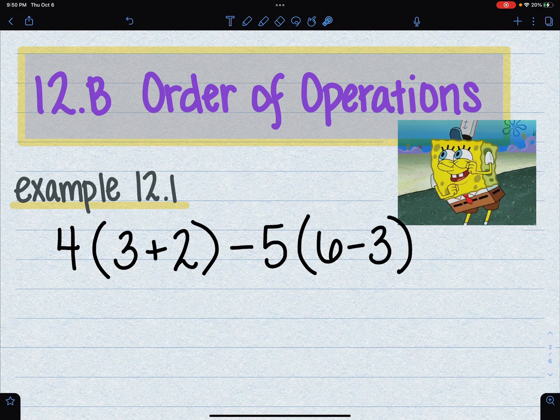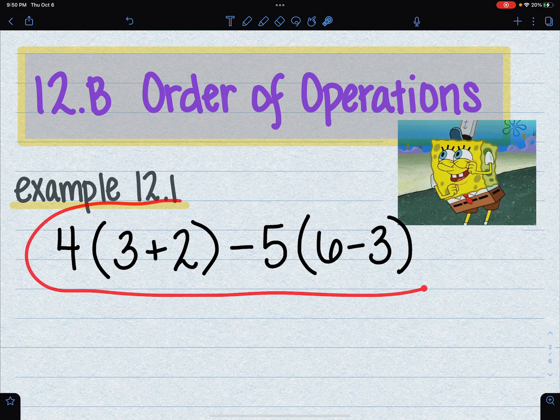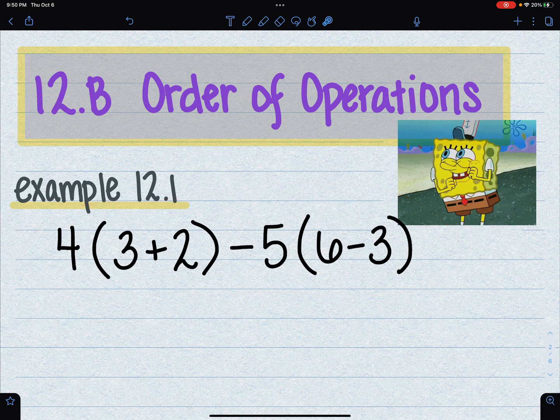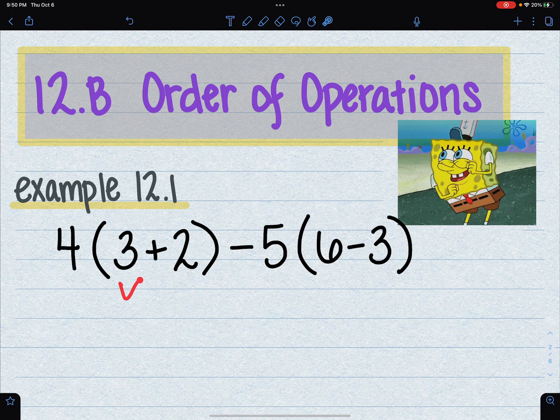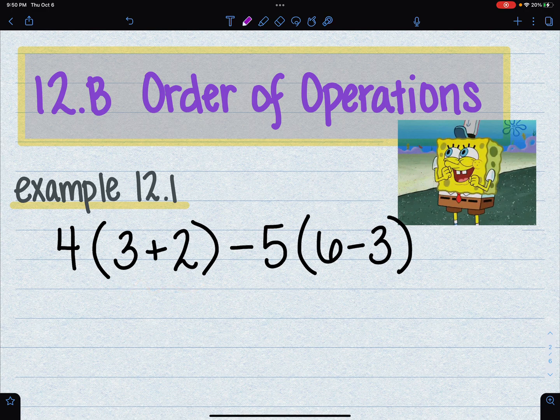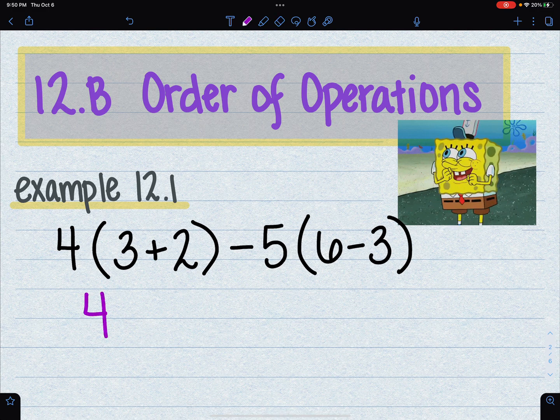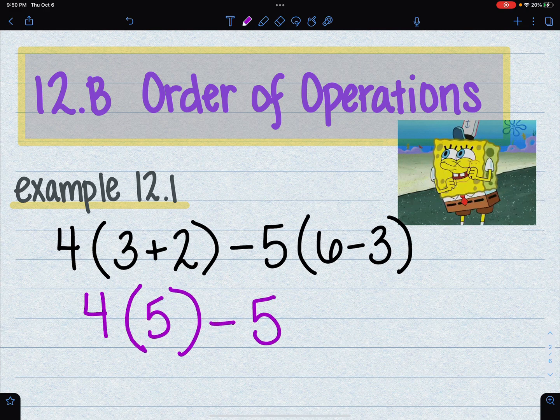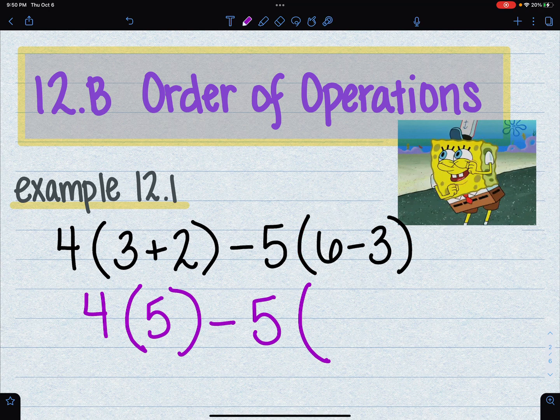Example 12.1 says to simplify this problem. So what are we going to do first? The first thing that we are going to do is parentheses. So let's simplify within the parentheses. I'm going to do this problem and write it underneath. This is kind of how I want you to do your homework, so don't get mad. This is how math teachers want it. Okay, and then 6 minus 3, I'm going to simplify that, is going to be 3.